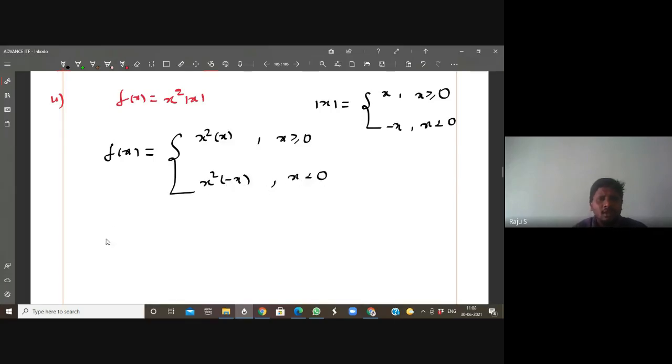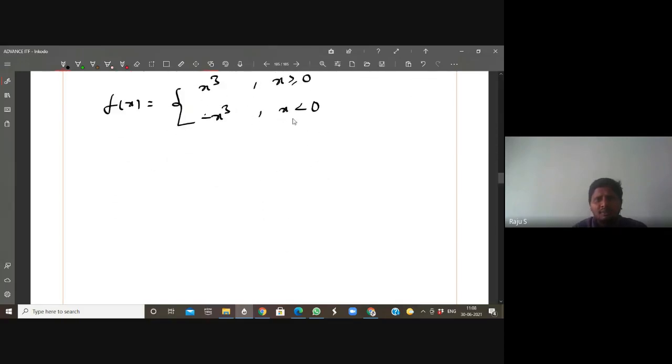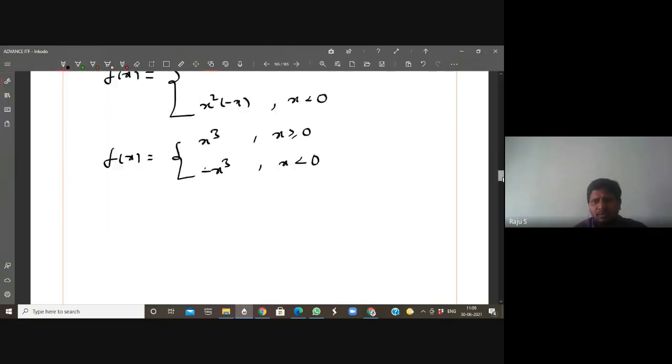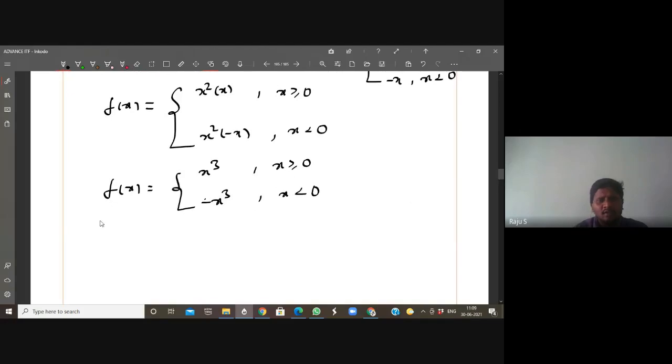Am I right? Now f of x is equal to, clearly we are going to get x cube here, minus x cube here. Here x greater than or equal to 0, here x lesser than 0. Right. Now 3 times differentiation. We have to differentiate thrice now. When we differentiate once, f dash of x value, what is f dash of x value? 3x square, here x greater than or equal to 0, minus 3x square, x lesser than 0.